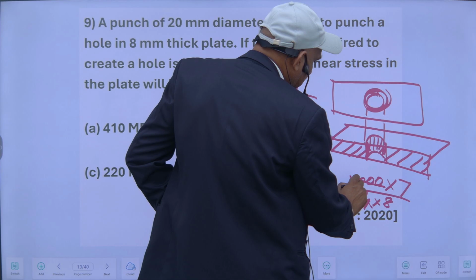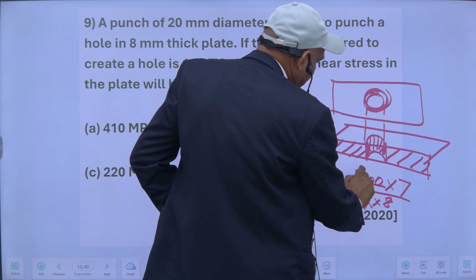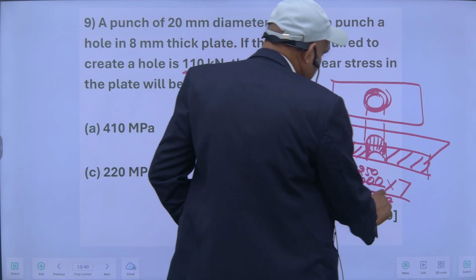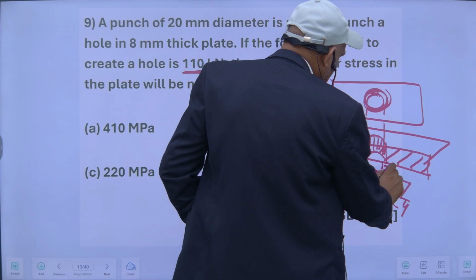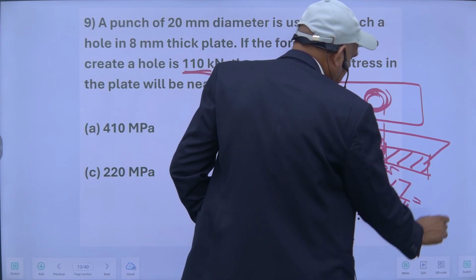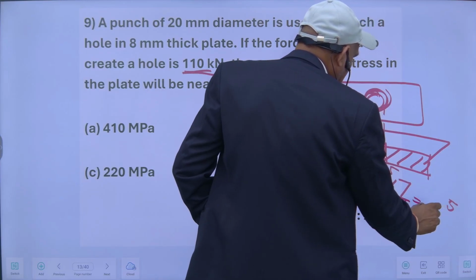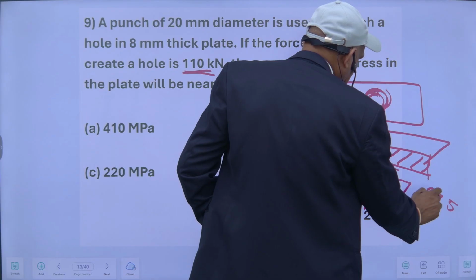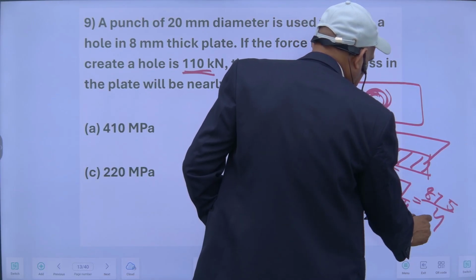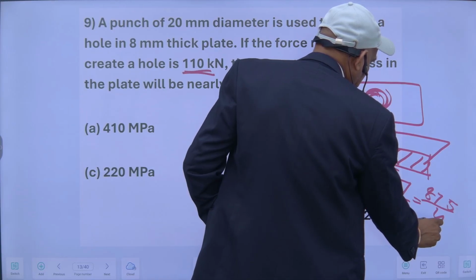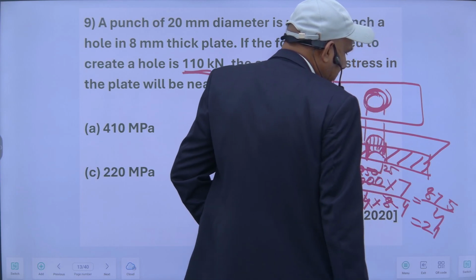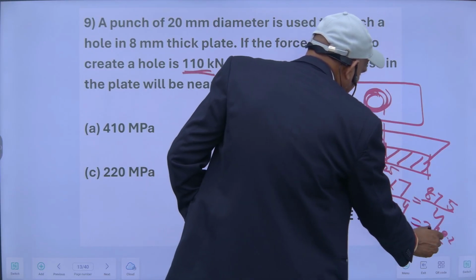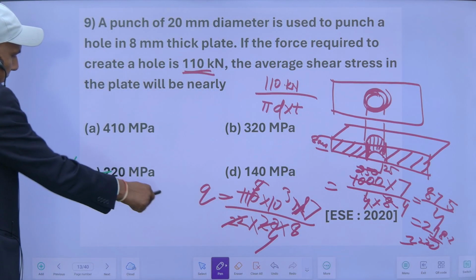So this will be 250, and so it will be approximately 220. So this 220 is the right option.